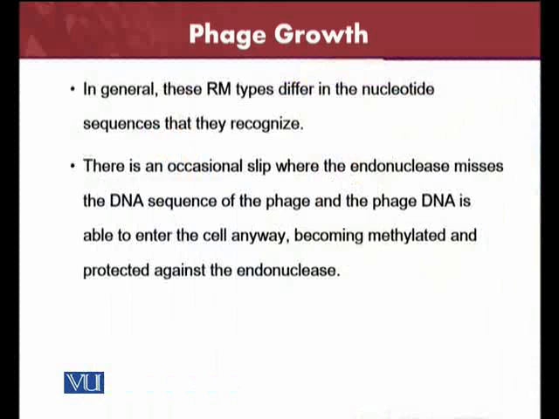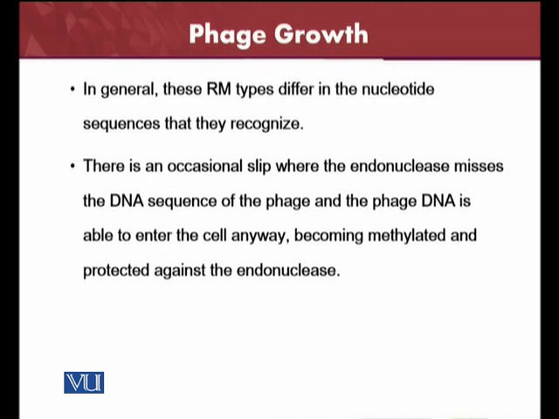In general, the RM types differ in the nucleotide sequences that they recognize. Similarly, the modification process will continue, and the restriction modification systems will change their nucleotide sequences, because the endonuclease enzymes will recognize just specific DNA sequences. There is an occasional slip where the endonuclease misses the DNA sequence of the phage, and the phage DNA is able to enter the cell anyway, becoming methylated and protected against the nucleic acid.